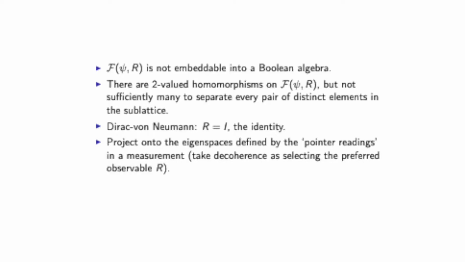It's not embeddable into a Boolean algebra. Why isn't it embeddable into a Boolean algebra? It's a sort of generalization of a Boolean algebra in this sense. Well, there aren't sufficiently many two-valued homomorphisms on the structure to separate every pair of distinct elements, which is a necessary and sufficient condition for a Boolean algebra. In the previous case, we just had 2, and it doesn't separate the elements in the null space. That is, every single two-valued homomorphism assigns all these elements probability 0, or value 0.